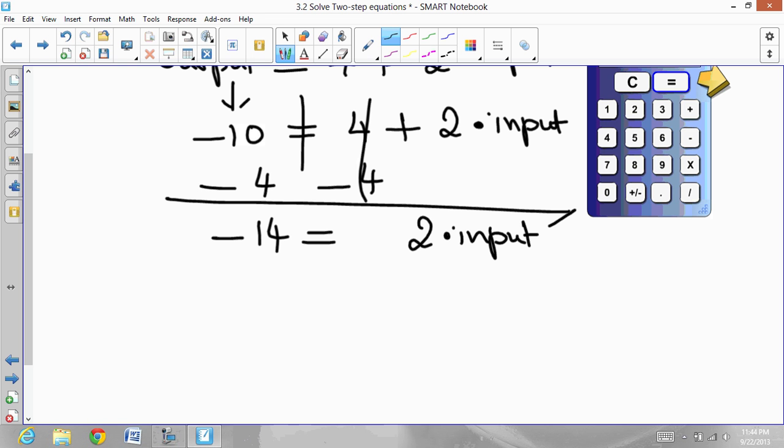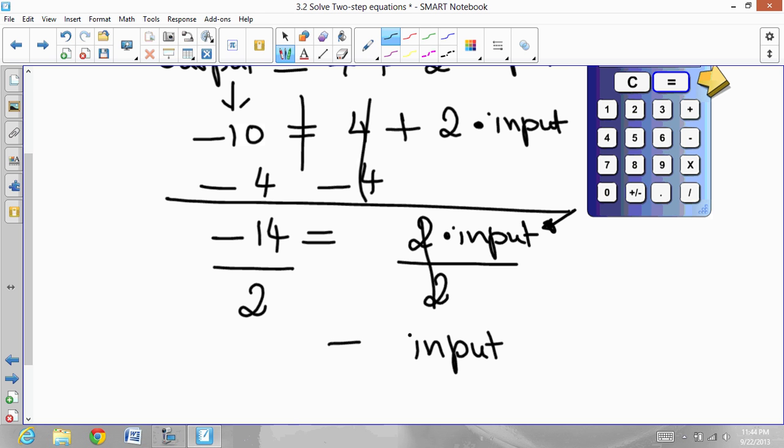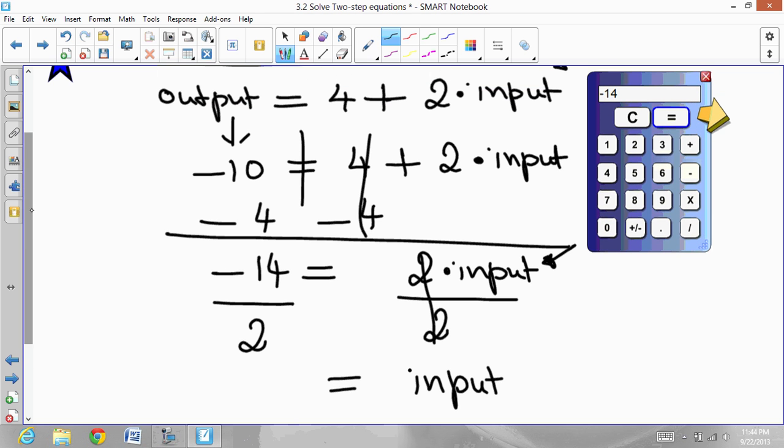Now remember, you need to get the input all alone, which is what the question is asking you. So 2 is multiplying, do the opposite, divide by 2 on this side and divide by 2 on this side. Cancel, 2 divided by 2 gives you a 1. 1 times the input gives you just the input. And now let's focus on this calculation. You got negative 14 divided by 2. So I have 14 negative divided by 2 to give you negative 7, which is the answer.